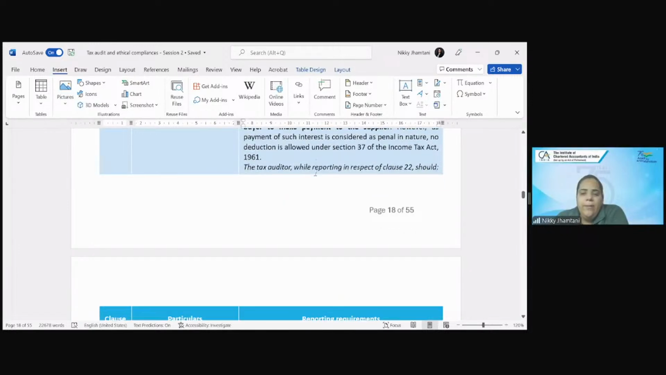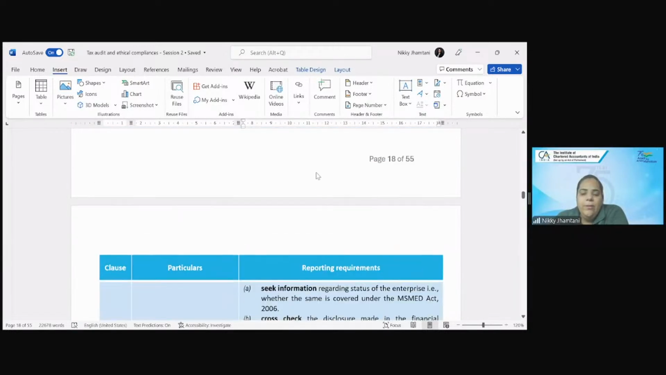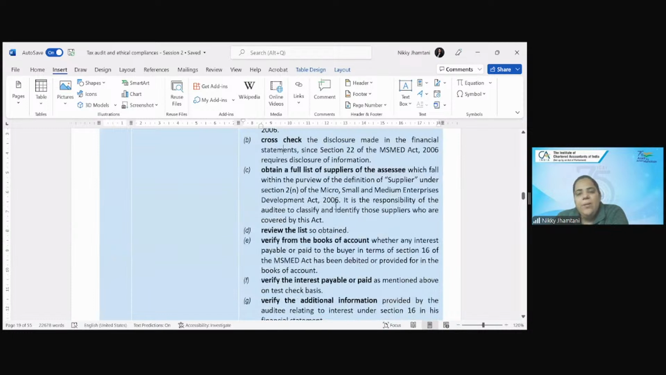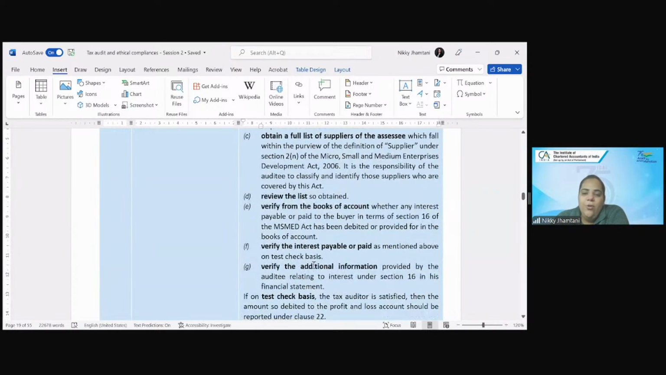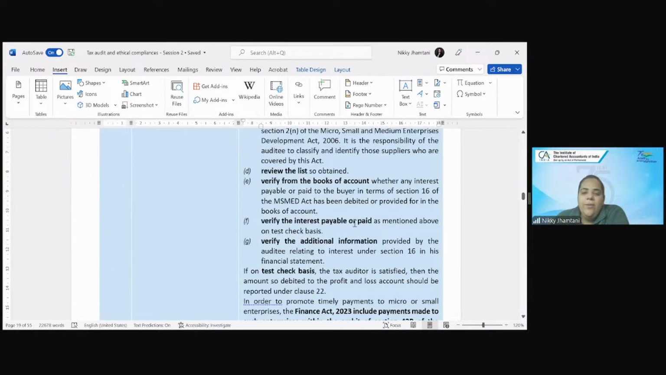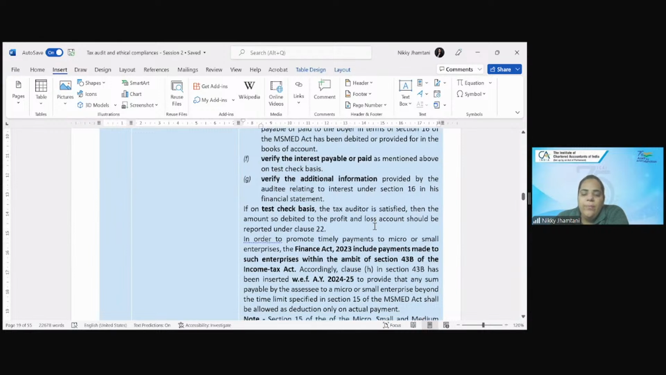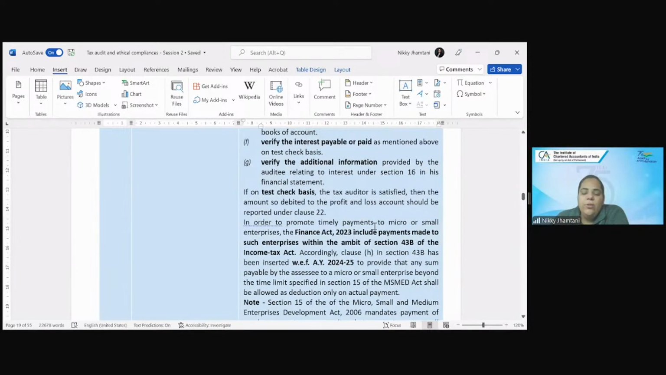Okay? Then the tax auditor, while reporting in this clause, should seek information regarding status of the enterprise, cross-check the disclosure made in the financial statement, obtain a full list of the suppliers of the assessee, review the list so obtained, and verify from the books of accounts whether any interest payable or paid to the supplier has been debited or provided for in the books. Verify the interest payable or paid on a test check basis. Verify any additional information. If on a test check basis the tax auditor is satisfied, then the amount so debited to the P&L should be reported under clause 22.